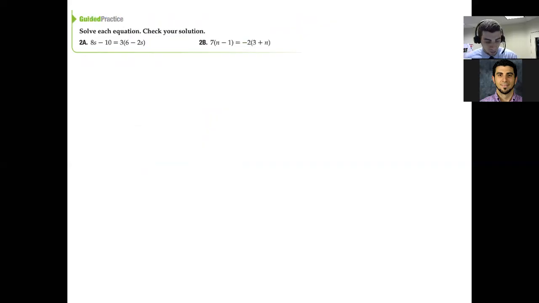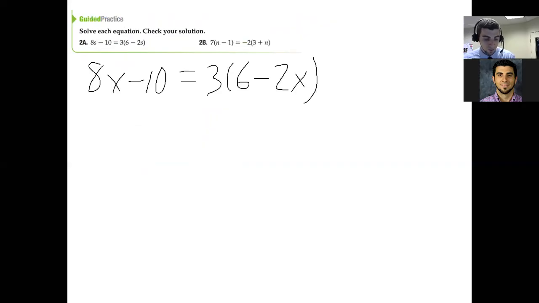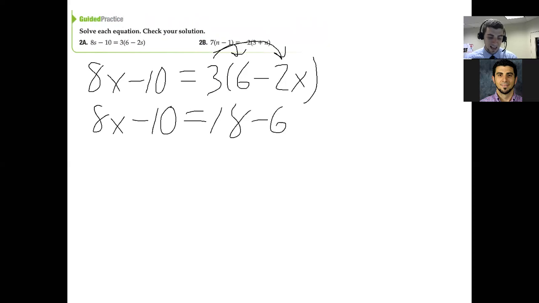All right, we're back. So in 2A, I'm going to rewrite this with x's, because whenever I write an x with my stylus on an iPad, they start to look like 5s. Okay, so distribute, and you would get 18 minus 6x.